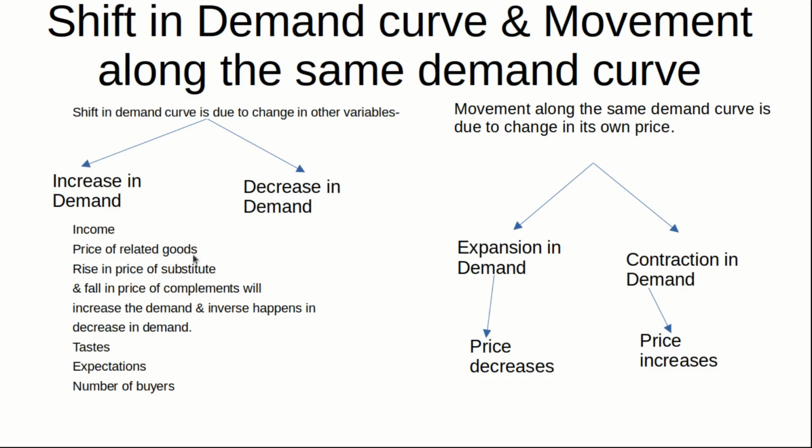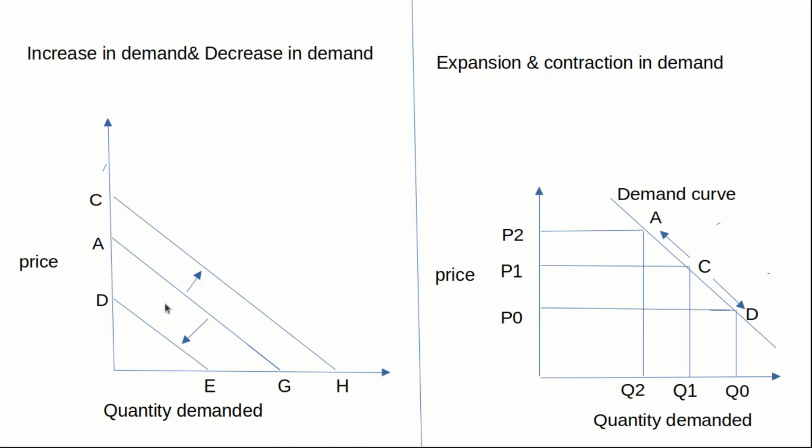Okay. Price of related goods. So a rise in price of substitute and a fall in price of complement will increase the demand. In this case, AG is your initial demand curve. When there is an increase in income, it will shift to the right. Decrease in income, it will shift to the left. Okay, when there is a rise in price of substitute goods, it will shift to the right, and a fall in price of complement goods will also shift it to the right. Increase in demand. As I explained these things in previous slides.